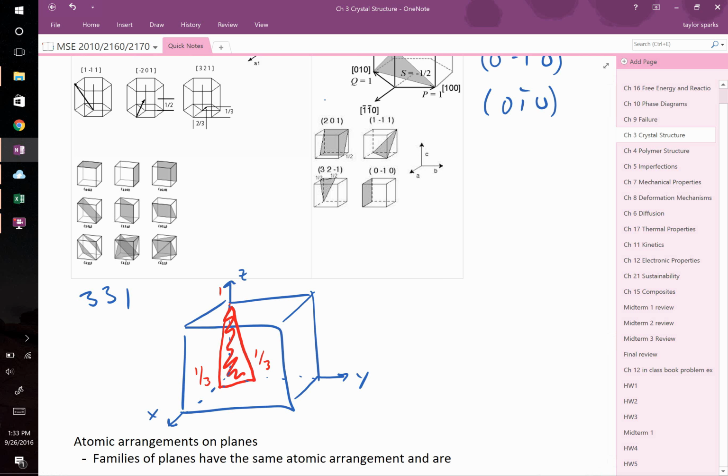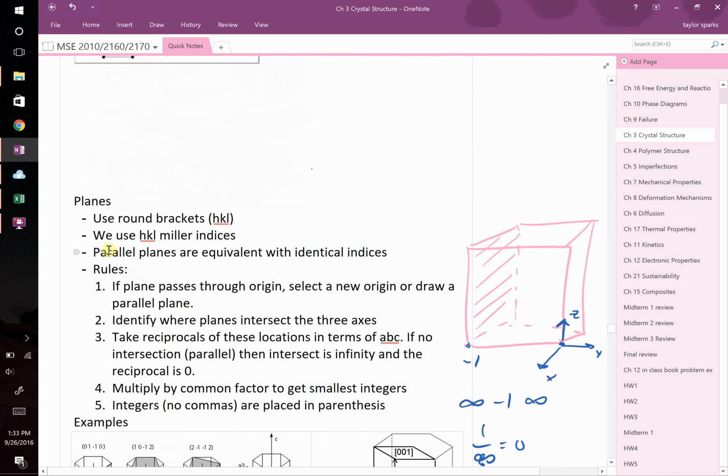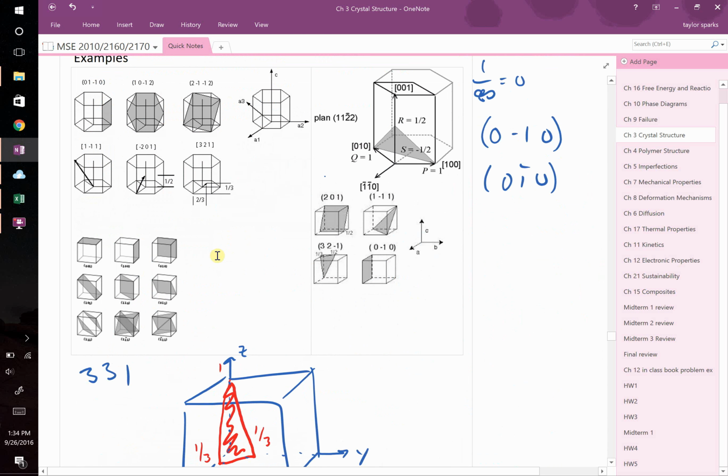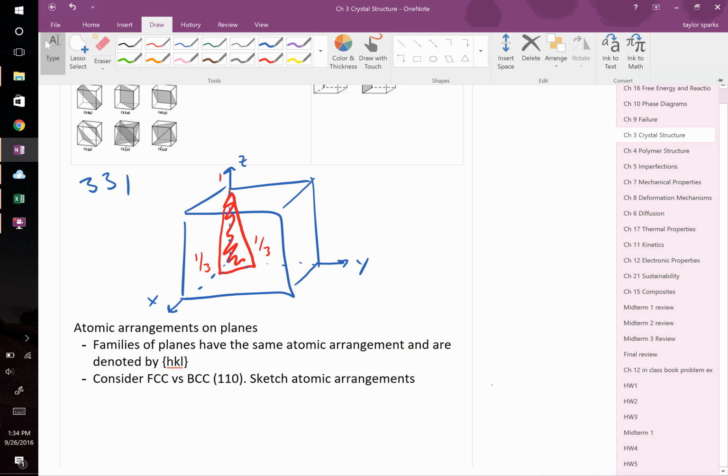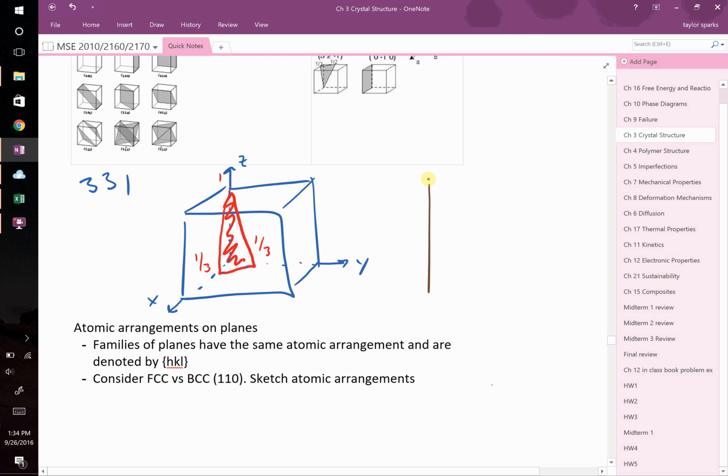Yeah, question? Why wouldn't you divide by the common factor of 3 so you have 1, 1, and 1/3? Great question. You can. And if you do that, you're going to draw an equivalent plane. So earlier up here, we skipped it, but we said parallel planes are equivalent with identical indices. So basically what that means, what's a good way to show that? Let's draw a new crystal and I'll try and describe it. So a new structure.